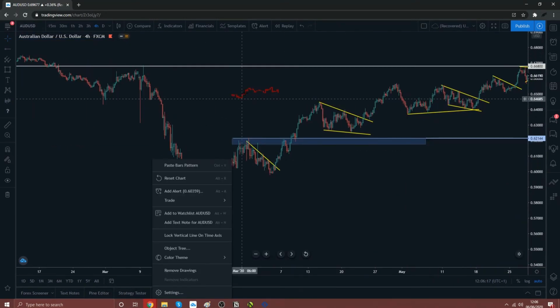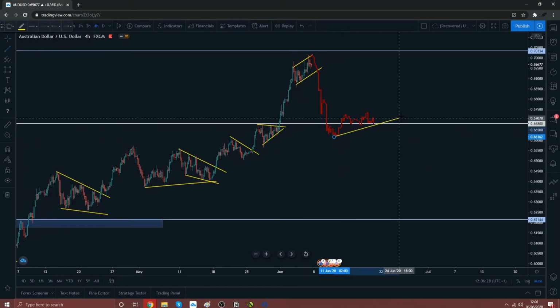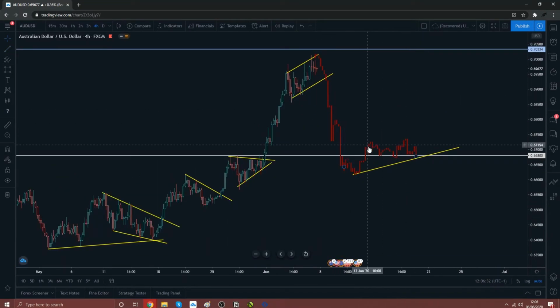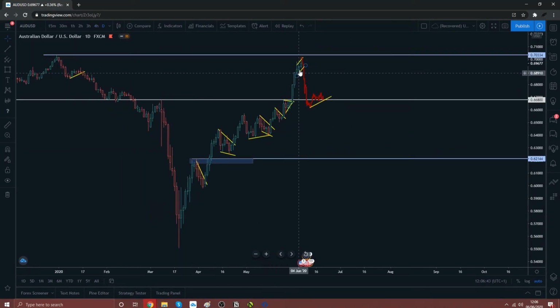Could put in a corrective pattern like this before price decides to move lower. We just don't know. We'll have to see what happens in the market. But for now, I would still be bullish bias. I would just wait to see if there's a bigger correction. Maybe on the daily time frame, it might have a deeper correction, and then it might move higher.